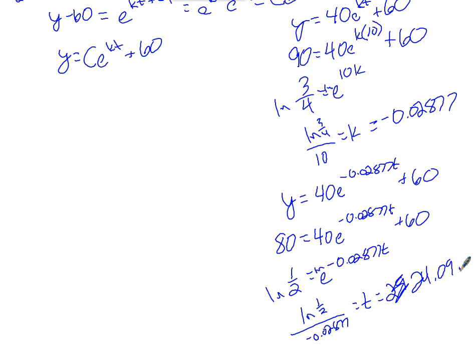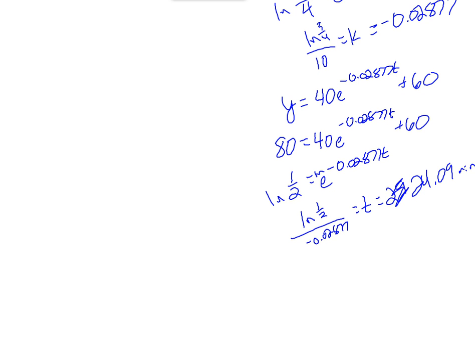24.09 minutes. But what is that? Is that minutes more? No, that's minutes from the beginning of when we first measured the body. So to answer this question the way that it's written, minutes more means that we need to subtract the 10 minutes. So I'm going to write 14.09 more minutes. This is a very fast cooling body. So that would be your answer right there.